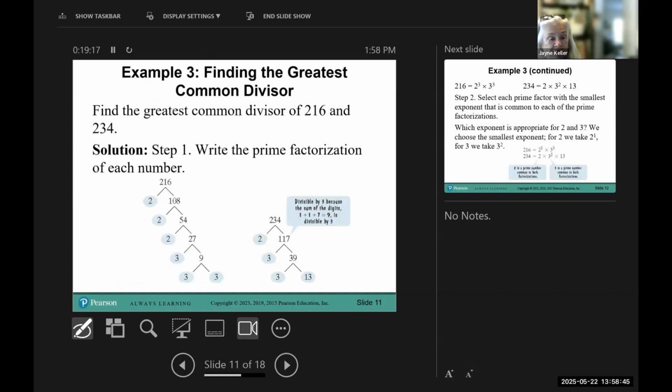If I want the greatest common divisor of 216 and 234, I'm going to first write the prime factorizations. So you can see 216, here's one way of factoring it. So I've got 2 times 2 times 2 times 3 times 3 times 3. And 234 is 2 times 3 times 3 times 13. And you can see they have a 2 in common, and they have two 3's in common. So that means the greatest common divisor is going to be the number I get when I multiply 2 times 3 times 3, which happens to be 18.